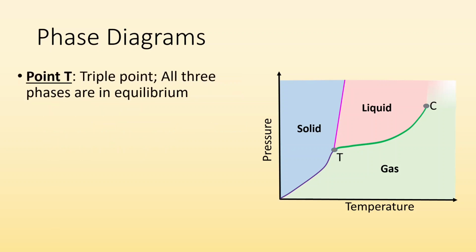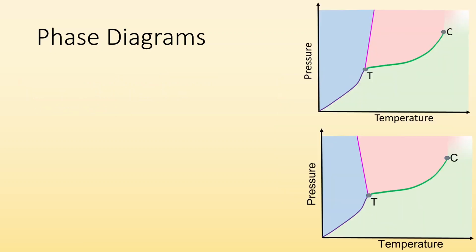And then point T, if you see point T on here, that is what we call the triple point, because it is where all three lines intersect, and it is where all three phases are in equilibrium with each other. So you'll have solids in equilibrium with liquids, liquids in equilibrium with gas, all together.